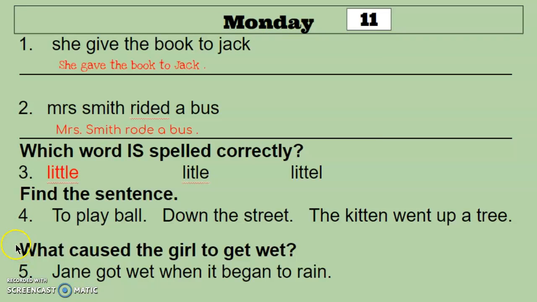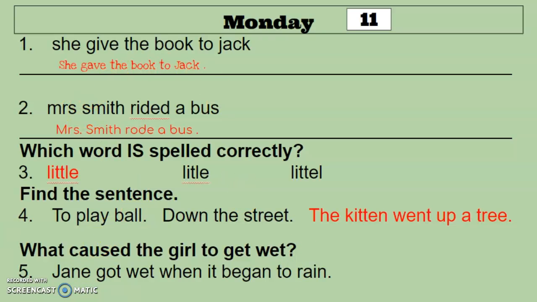Find the sentence. To play ball down the street, the kitten went up a tree. The only part here that is an actual sentence is the kitten went up a tree. What caused the girl to get wet? Jane got wet when it began to rain. So the rain is the reason.